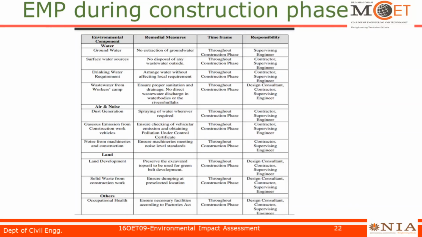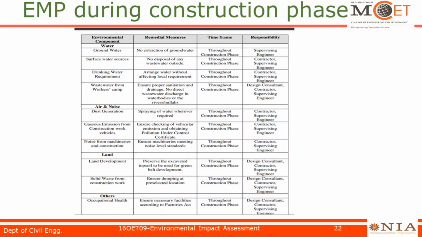So this is just a table showing what are the environmental components, what are the remedial measures, what is the time frame during which the mitigation plan should be carried out, and who is responsible for that, right? So I'll just read through the environmental components and the remedial measures, because the time frame is throughout the construction phase, and you have some contractor or supervisor or maybe a consultant who has the responsibility. So let's look at the environmental components. Groundwater. So there should be no extraction of groundwater. Surface water, no disposal of any wastewater outside.